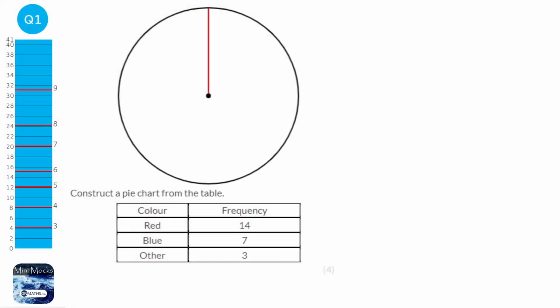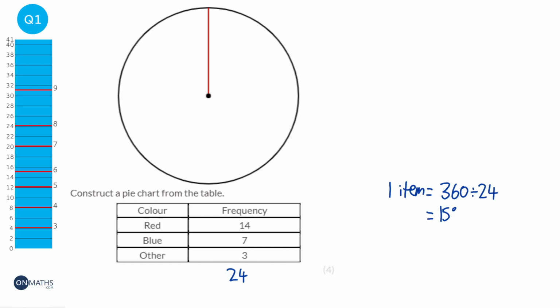The first thing to do when working out what angle things need to be on a pie chart is to add up the frequencies. So we're going to do 14 plus 7 plus 3, and we find out that that's 24. Then we're going to find the angle that one item would be. There are 360 degrees in a circle, and there are 24 items. So we're going to do 360 divided by 24, and that gives us 15 degrees. So each item is worth 15 degrees.